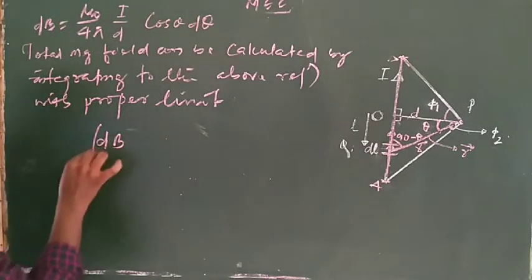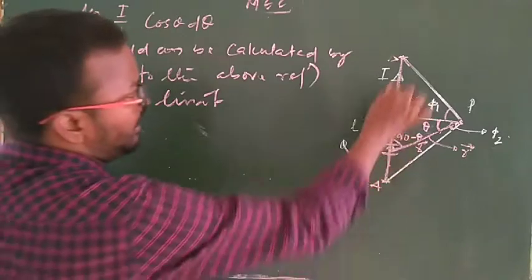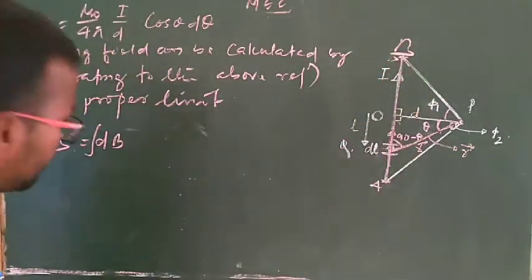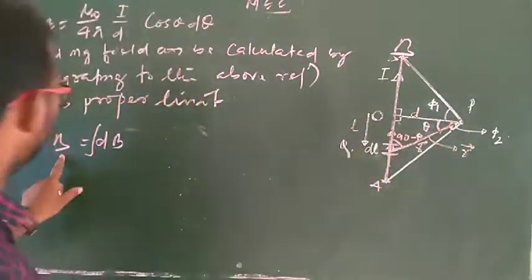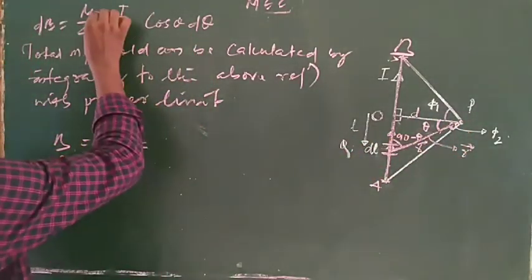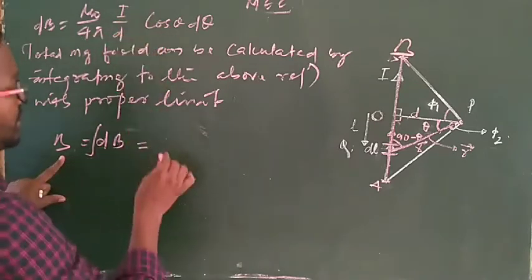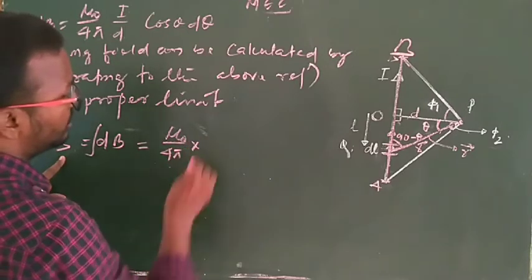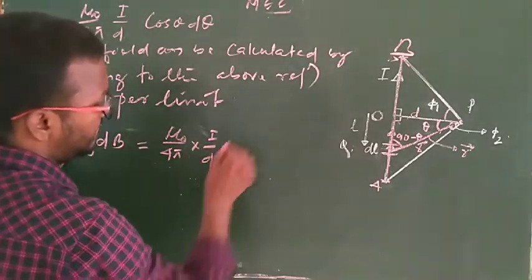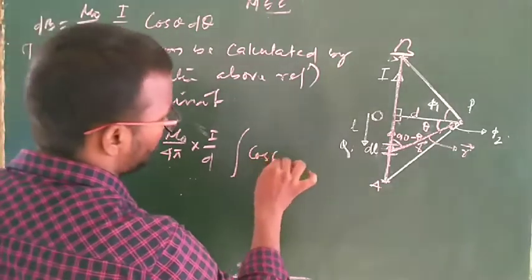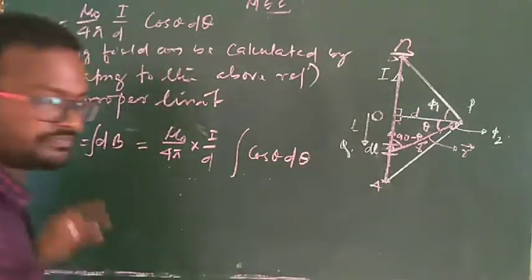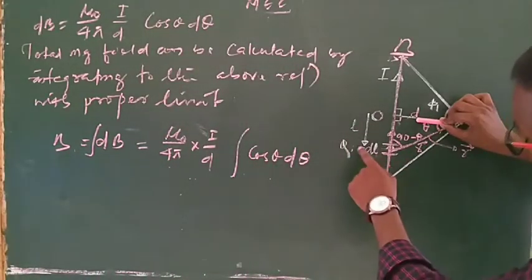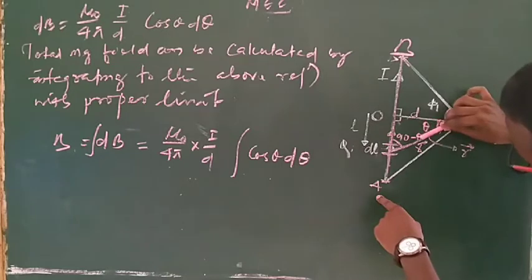So the total magnetic field due to the element A to B will be B. So the net magnetic field at point P, that is B, equals mu naught by 4 pi, I by D, which is a constant quantity. So you can write mu naught by 4 pi into I by D, integration of cos theta d theta. Clear? Here, if we take the point Q to A, then theta will be phi 2.